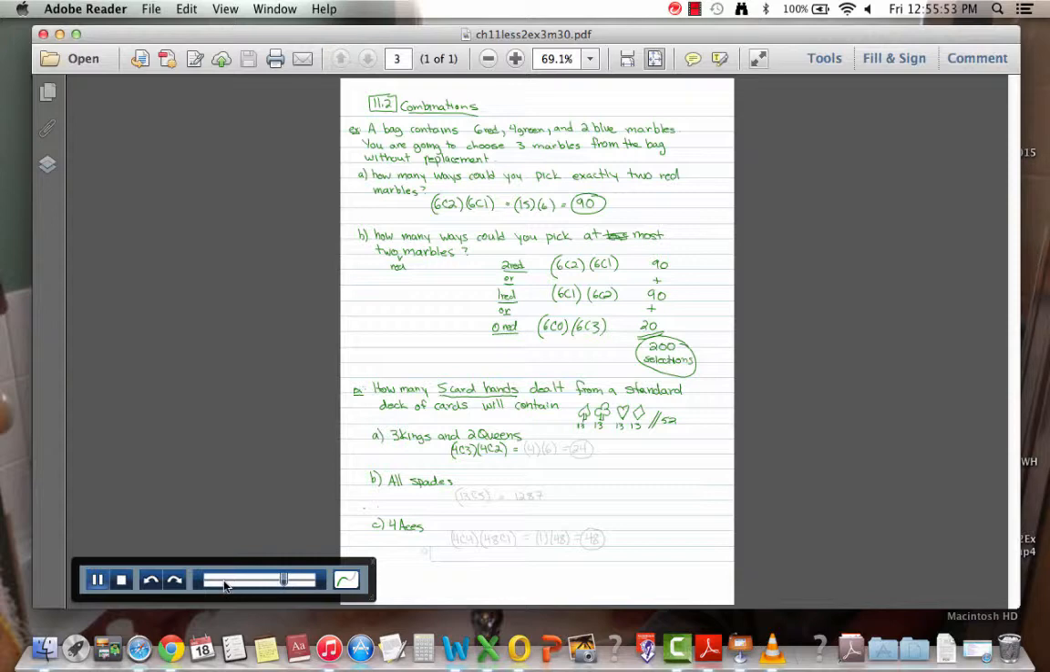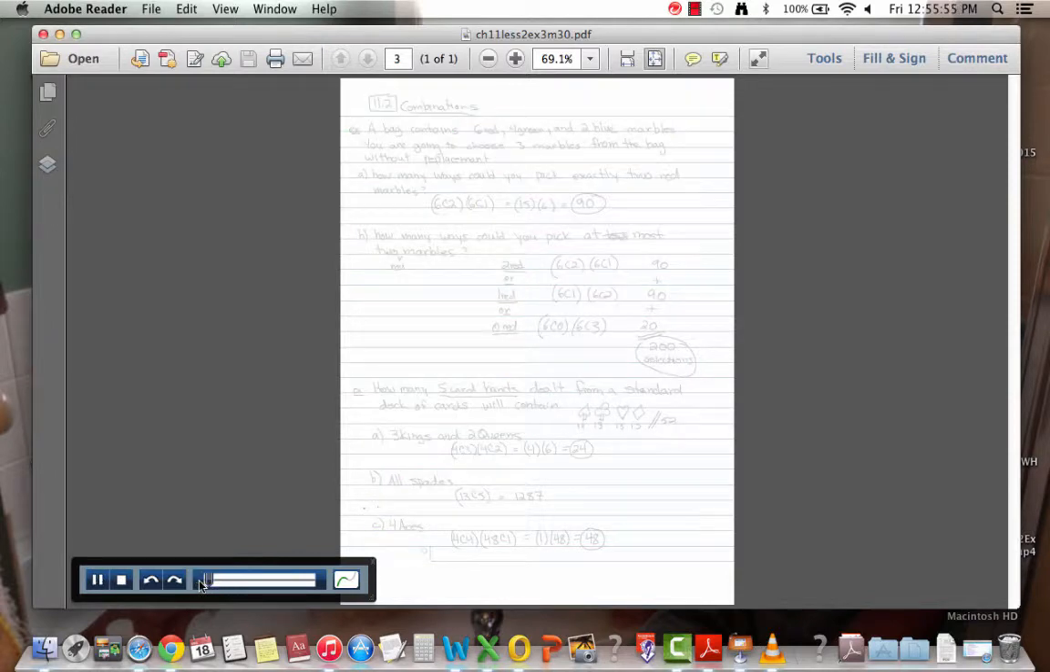You end up with 4. This example comes out of section 11.2, combinations.